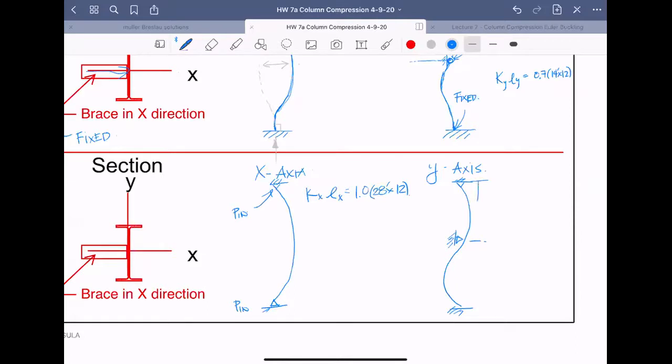The idea is that we look at this as one column, and this one, we look at it as another column. So we know that ky Ly is equal to pin, pin, and that's also pinned. So this section is pin, which is 1.0 times 14 times 12. Any questions?